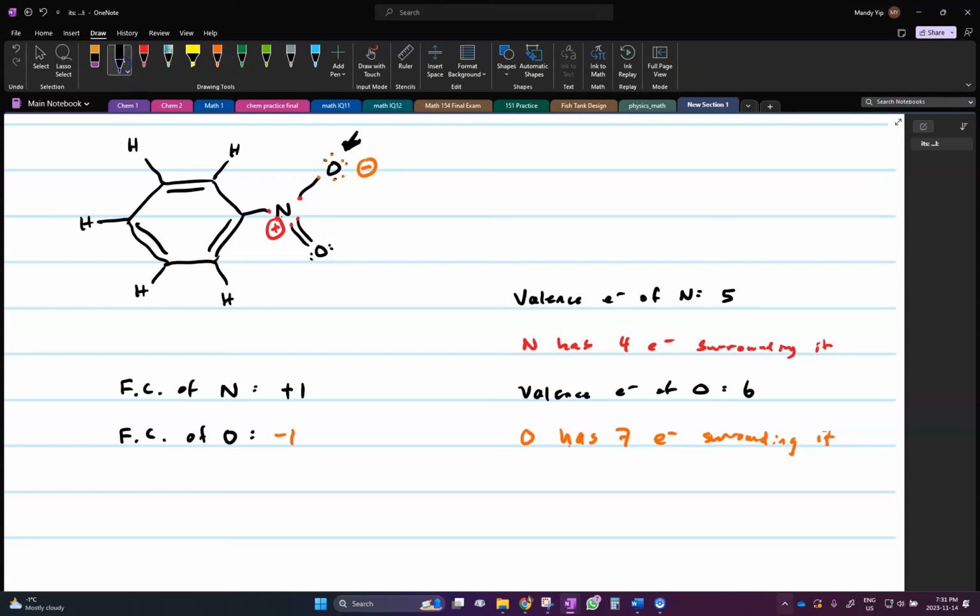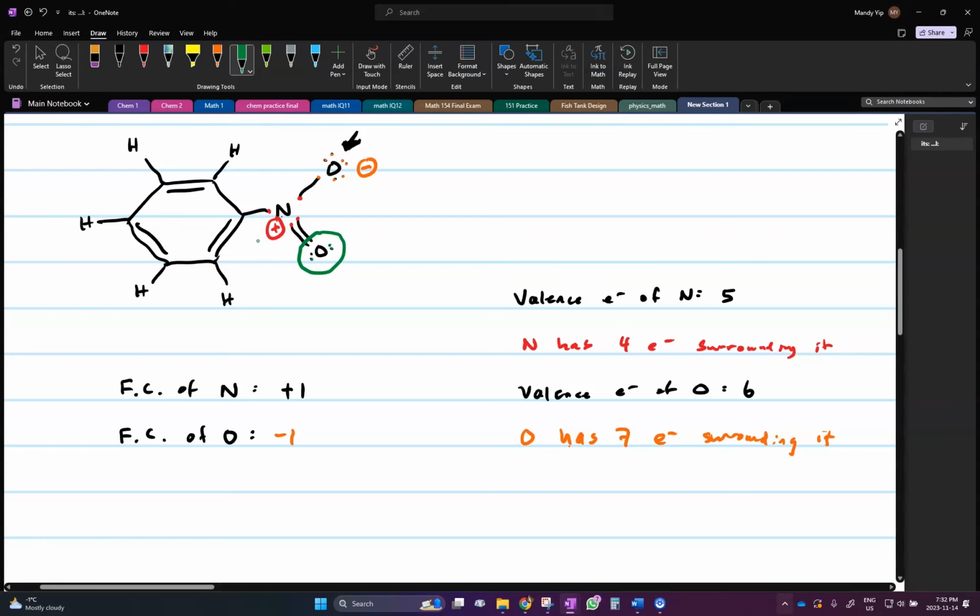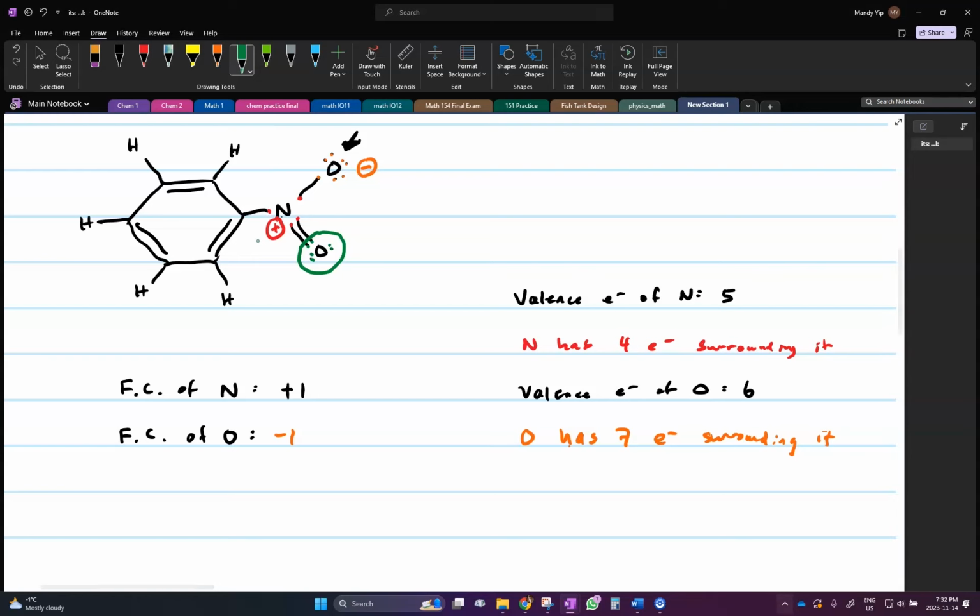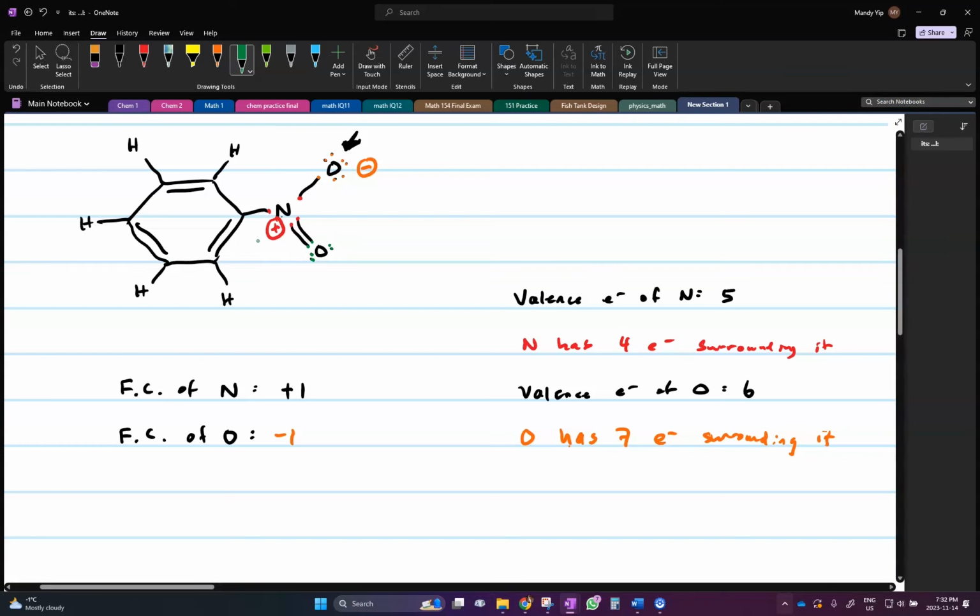And lastly, this O, again, we're going to count the number of electrons surrounding it. So 1, 2, 3, 4, 5, 6. So it has the correct number of electrons surrounding it. Therefore, it doesn't have a formal charge. It's got a formal charge of 0.